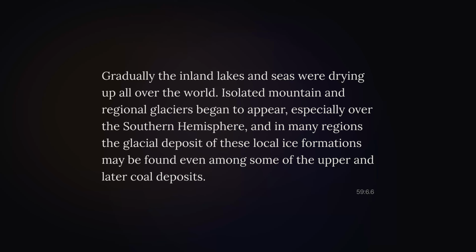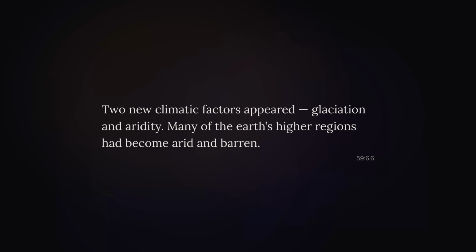Isolated mountain and regional glaciers began to appear, especially over the southern hemisphere, and in many regions the glacial deposit of these local ice formations may be found even among some of the upper and later coal deposits. Two new climatic factors appeared, glaciation and aridity. Many of the Earth's higher regions had become arid and barren.